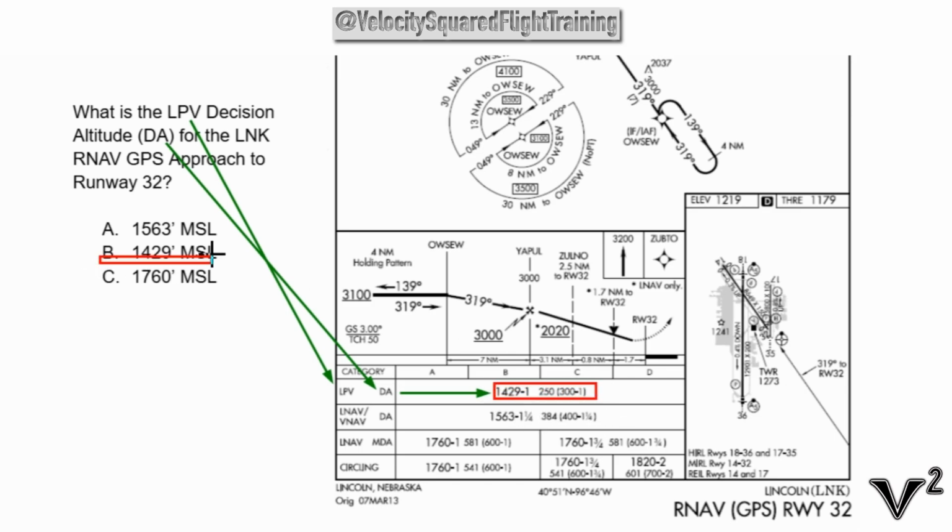The only way you'd get tripped up on this one is if you don't read the question very well and you say, okay, what is the decision altitude? And you don't catch this LPV right here, and you start to read off the LNAV/VNAV mins, and you're like, okay, LNAV/VNAV seems right. Maybe I'll do 1563. So just be careful and read this one. This one's pretty easy. Just follow it along. There's no trickery here. 1429 is going to be the minimums MSL for the LPV decision altitude approach.